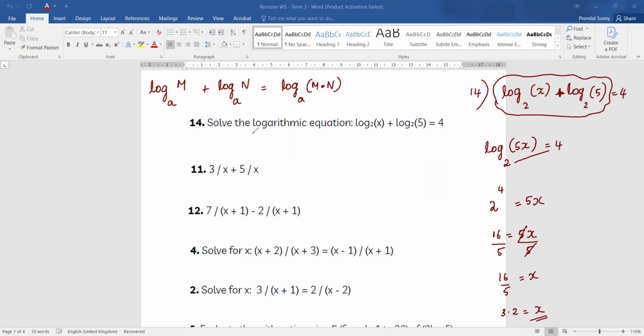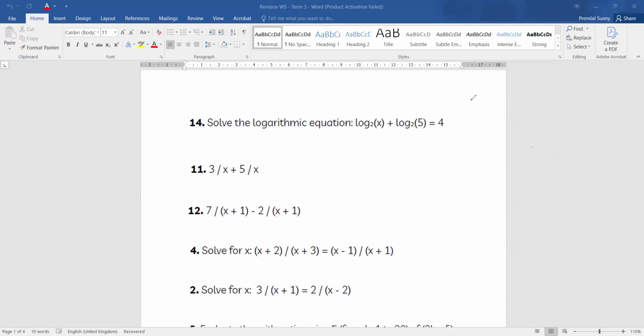So in order to solve this question number 14, the property that we need to use is log m to the base a plus log n to the base a is equal to log m times n to the base a. And then we just convert log to exponential. And then it's just simple algebra. Now we move on to the next question.